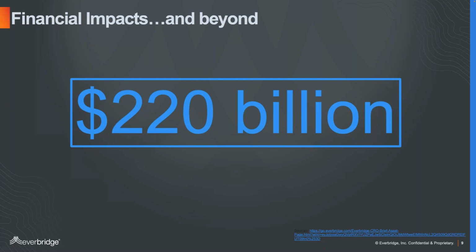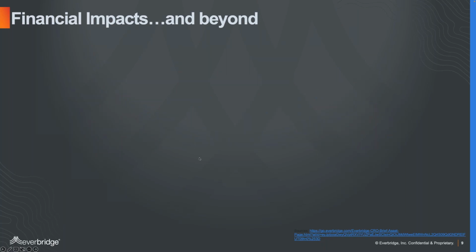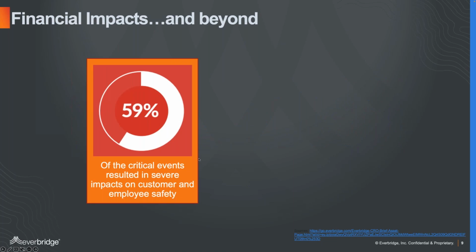So we need to understand, all right, how is our organization going to be impacted? What is that financial impact really going to look like? But there are even pieces that go beyond just raw financials, right? There are other components that we may face that can be impacted, right? Nearly 60% of critical events resulted in severe impacts on customer or employee safety. So obviously, when we have employees or customers that are impacted, that are possibly going to be injured, not be able to work, whatever that situation is, we need to be able to say, all right, how can I get them back up and running, or just keep them safe at the most basic level?